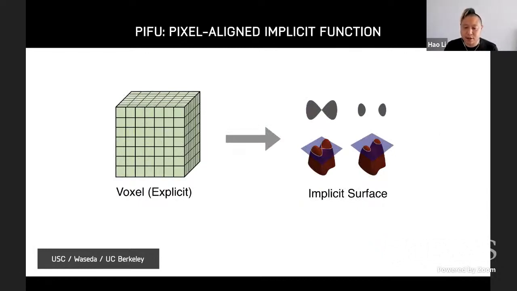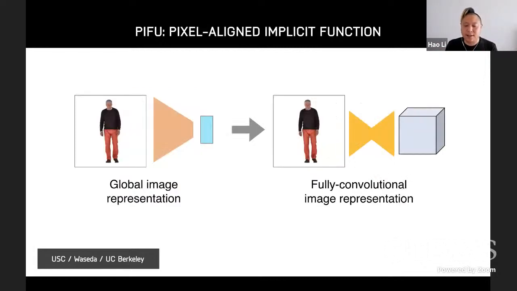One of the insights here is that, first of all, you could use a voxel to do that, but then the resolution is limited because it takes a lot of space. So instead of using a voxel, we use an implicit surface representation. The second thing we found out is that if you use a global feature vector, you end up encoding the entire thing into a single feature, and generating from that will basically not have enough variation. So the resolution was still poor.